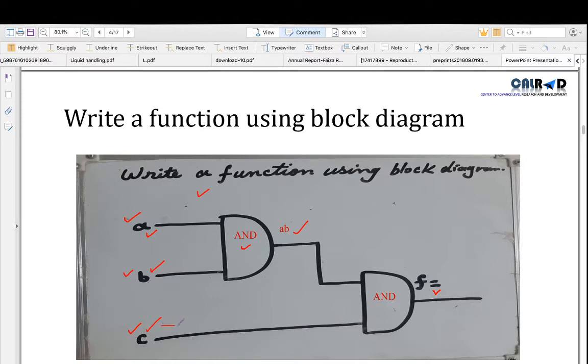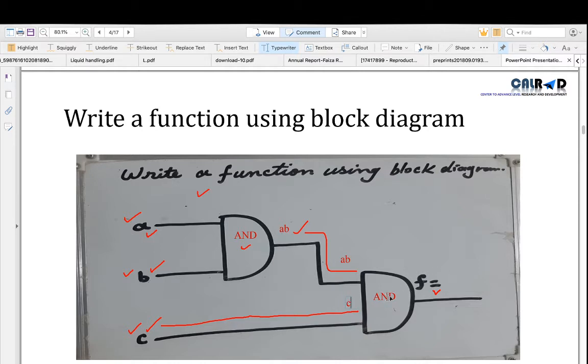Third input C is directly connected to the AND gate, and this output is also connected with the AND gate. So what is here? Here there are two inputs. First input is AB and the second input is C. So what will be the output?